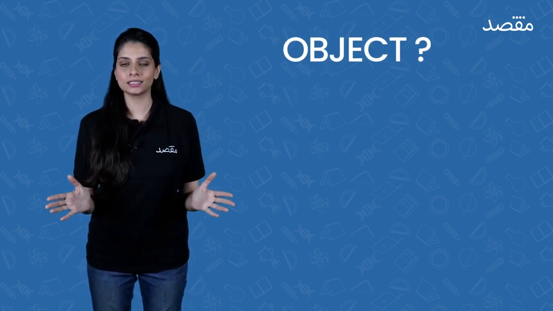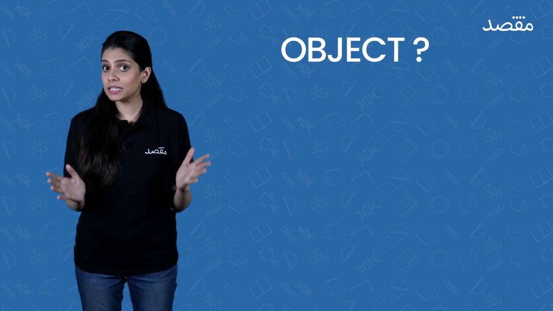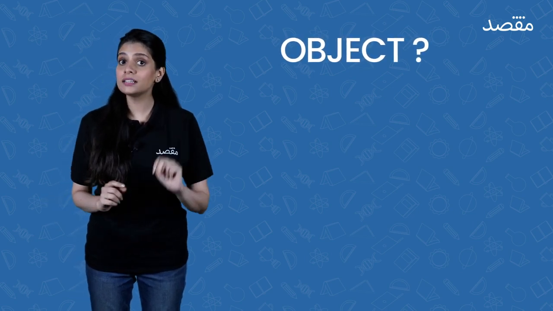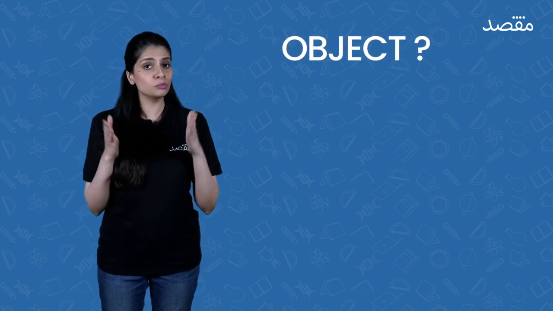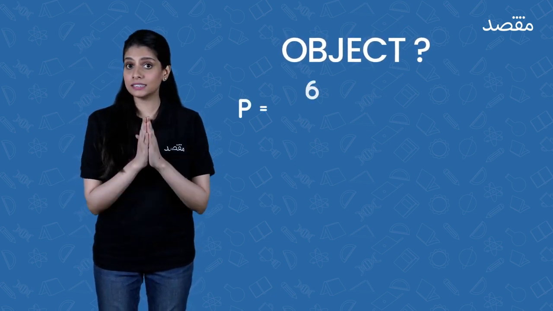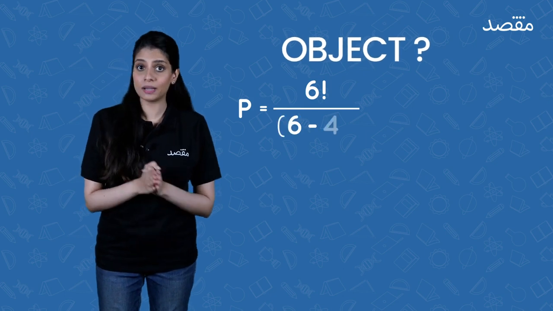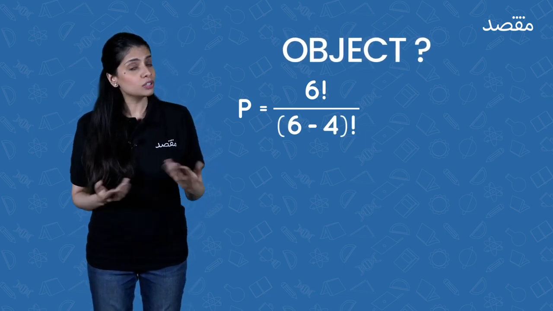Chaliye ek example dekhte hain. In how many ways can we arrange 4 letters from the word ऑब्जेक्ट? तो नाउ टोटल लेटर्स हमारे पास 6 हैं और हमें 4 लेटर्स उनमें से अरेंज करने हैं, तो कितने पॉसिबल वेज हैं? अगर हम इसी को फॉर्मूला में प्लग इन करें, दैट वुड बी 6 फैक्टोरियल डिवाइडेड बाय 6 माइनस 4 फैक्टोरियल, राइट? व्हाट इज 6 फैक्टोरियल?